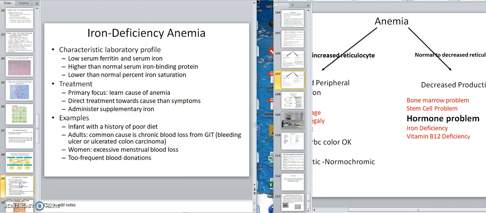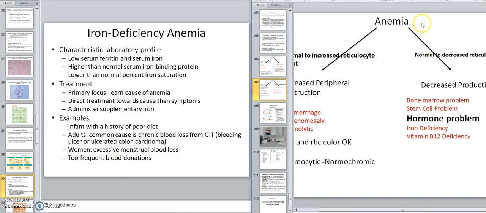All right. Now, let's look at something. An iron deficiency anemia. See, an iron deficiency anemia would be a decreased production because you don't have the right stuff. Now, with an iron deficiency anemia, normally the cells are small and pale, hypochromic microcytic.